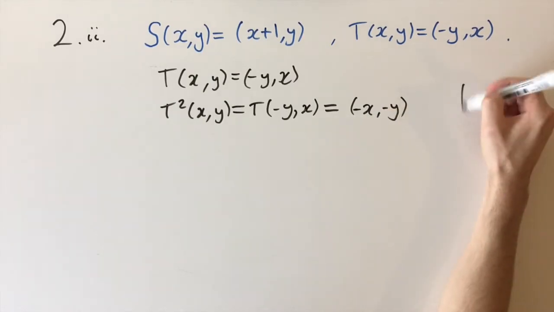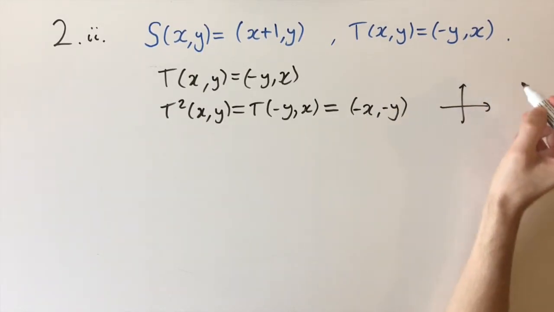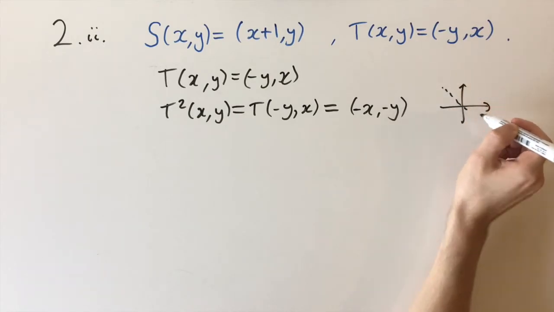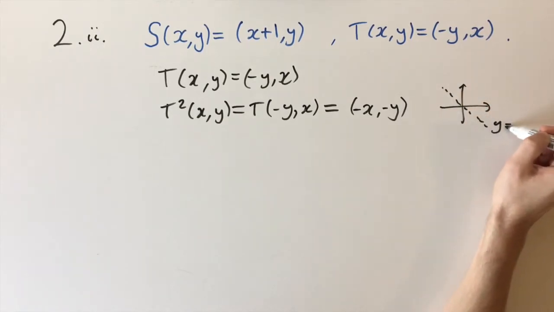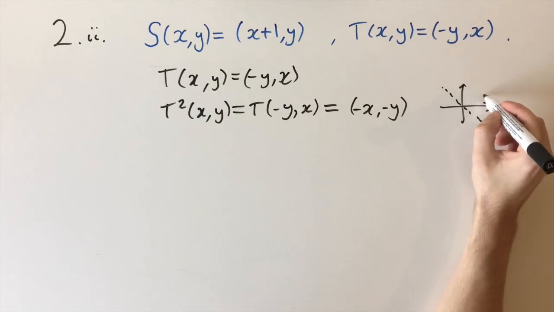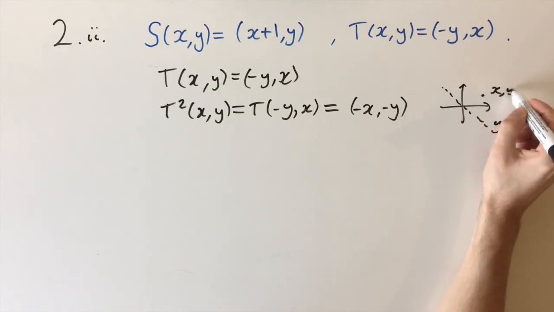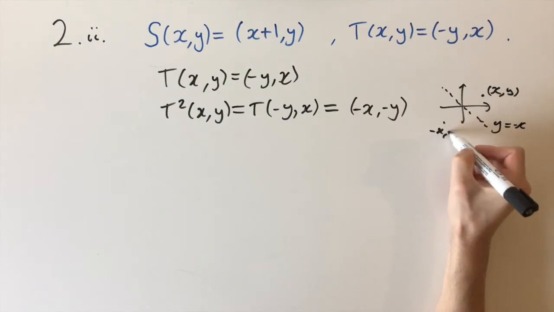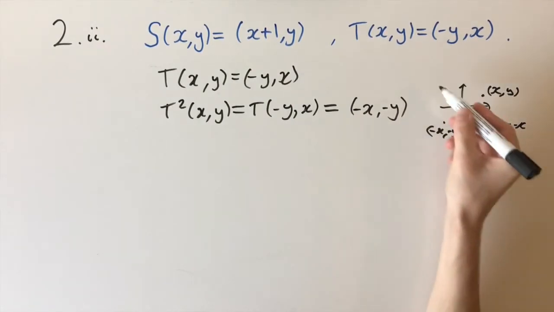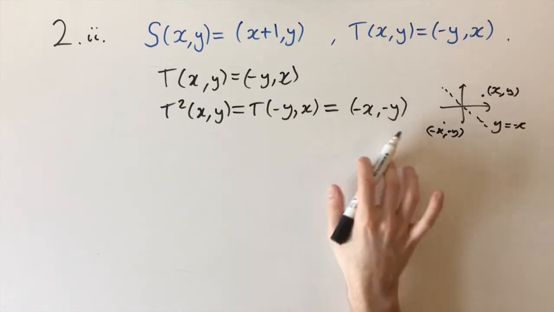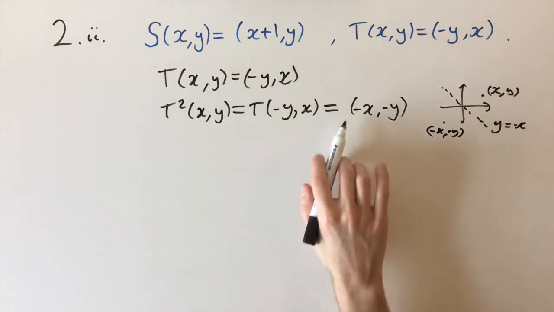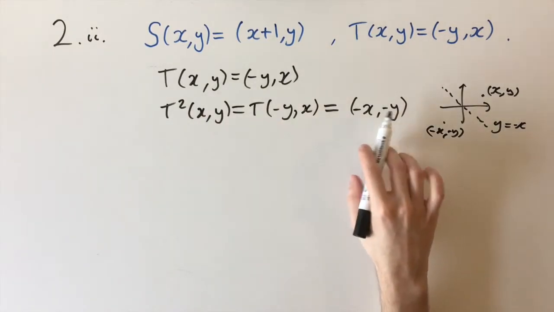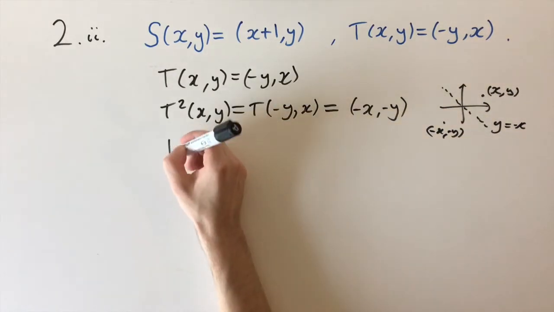So we can also think about this as a reflection in the line y equals minus x. So if this is y equals minus x, then if we have a random point x, y, then the transformation of t squared is going to be minus x minus y down here. So we've just reflected in this line. That's another way to visualize this. But we need to find when t to the power of n equals xy. So let's calculate a few more powers.